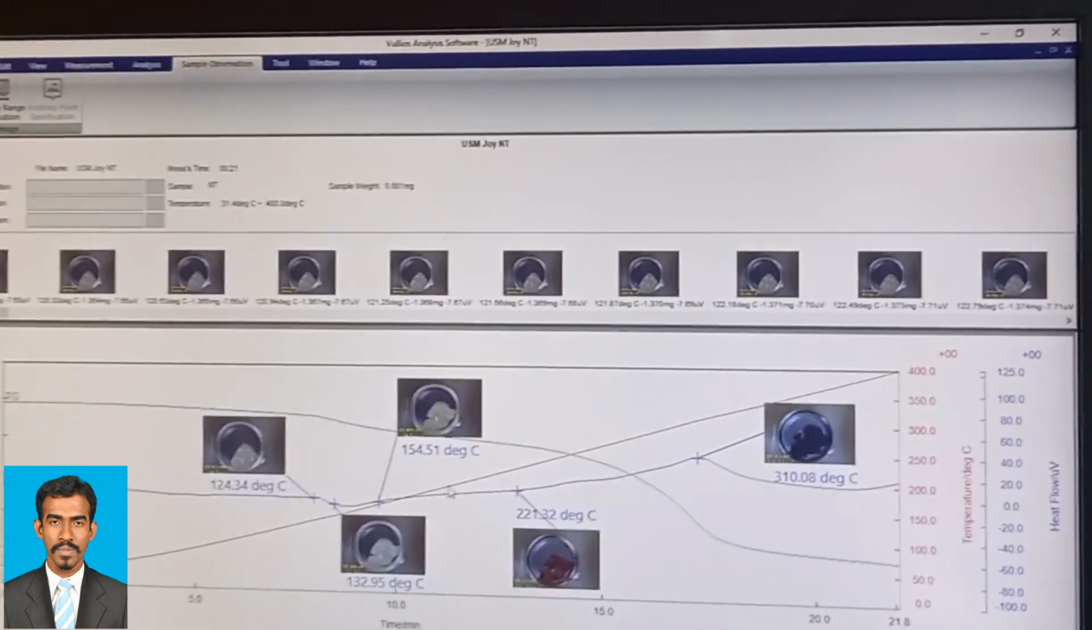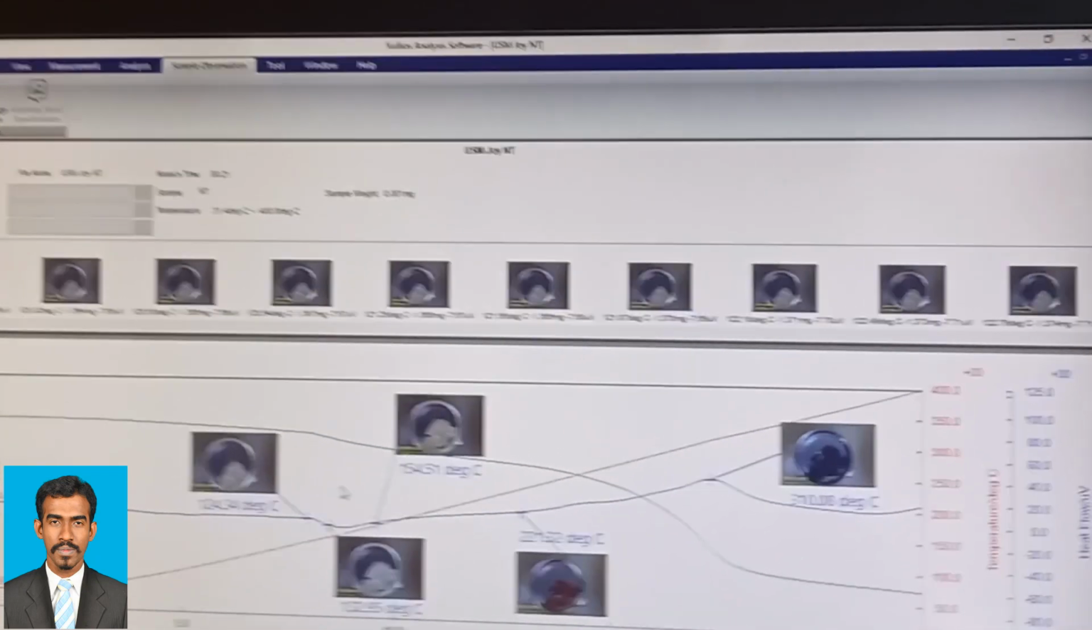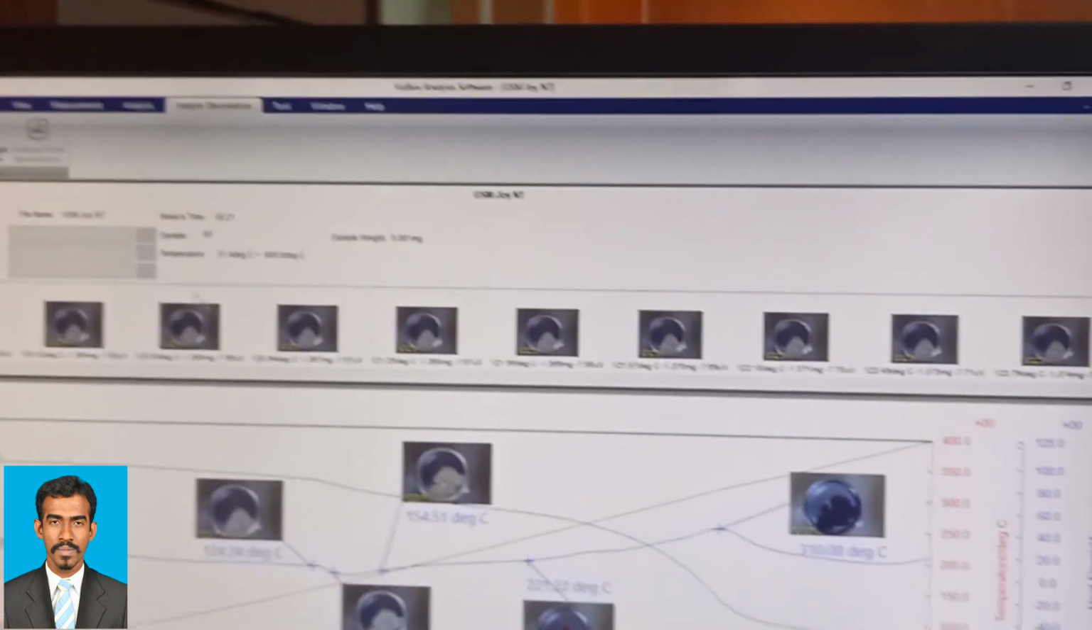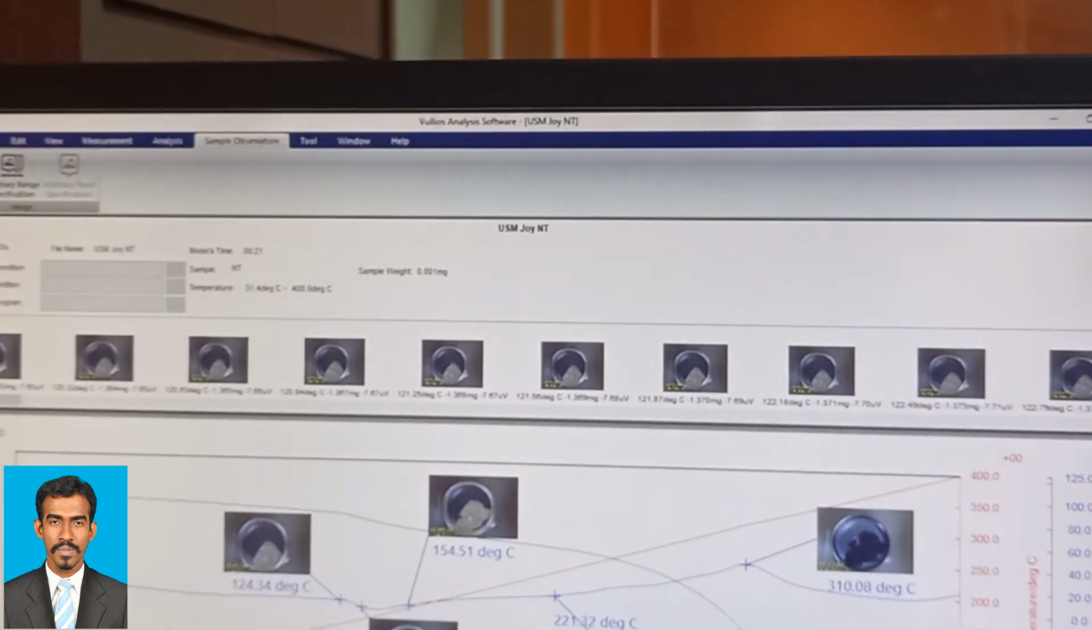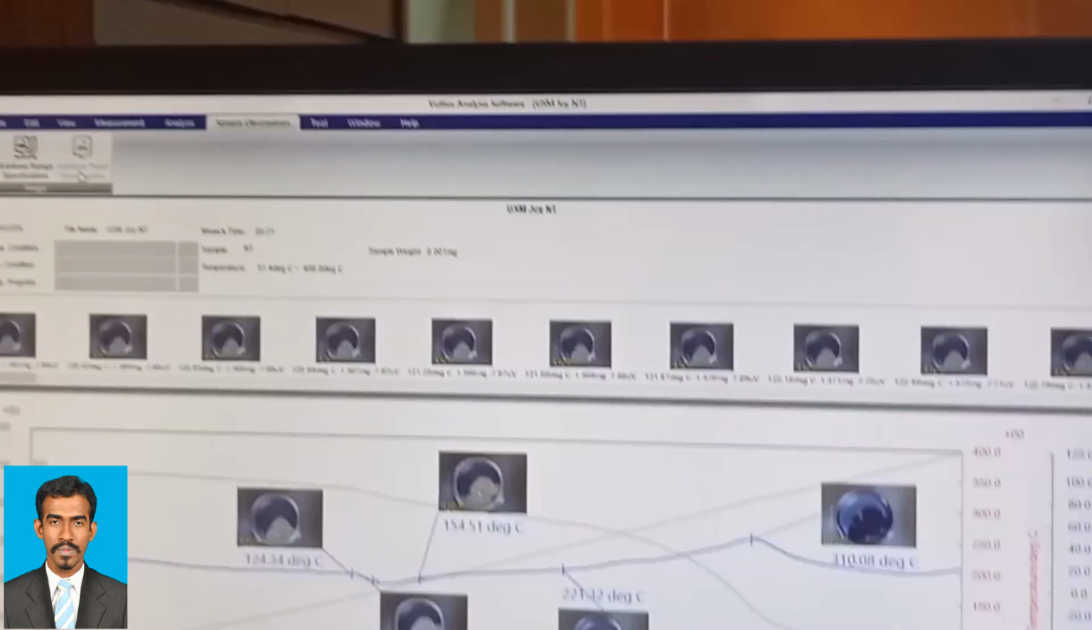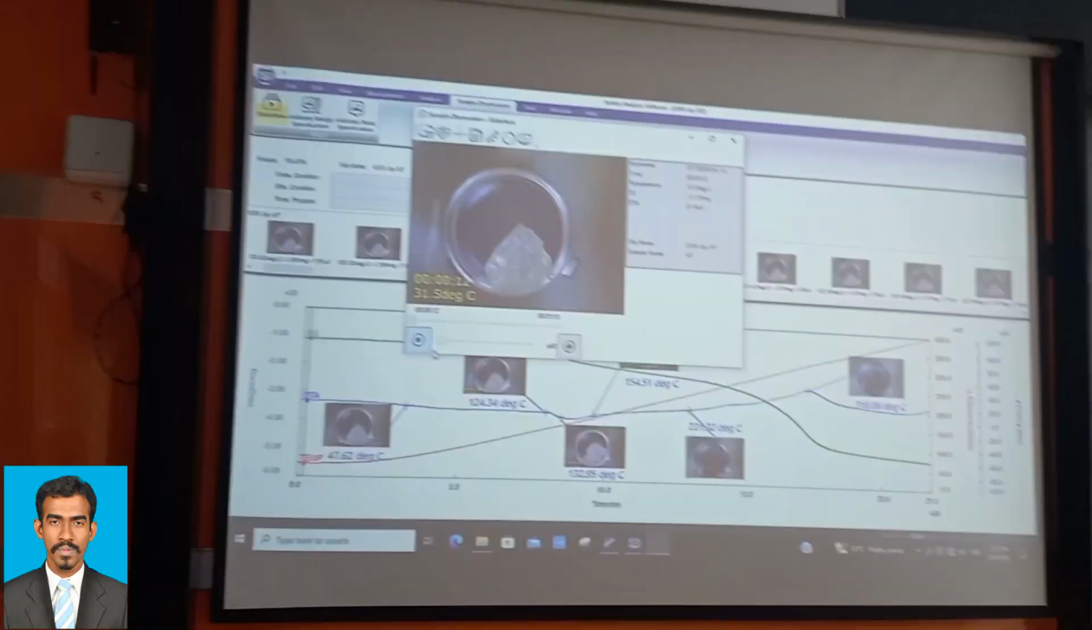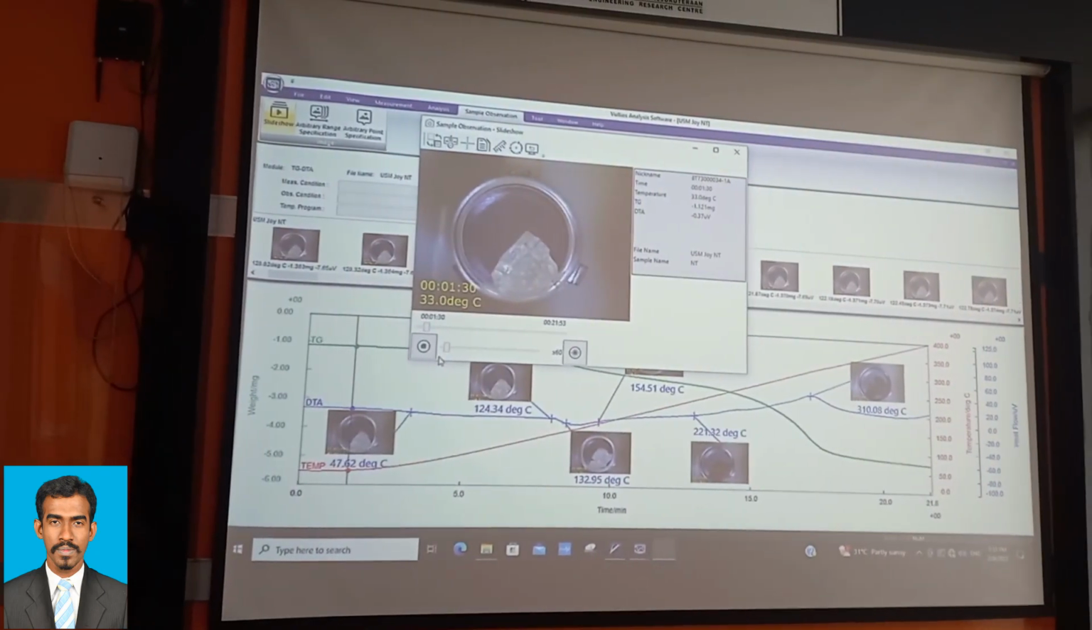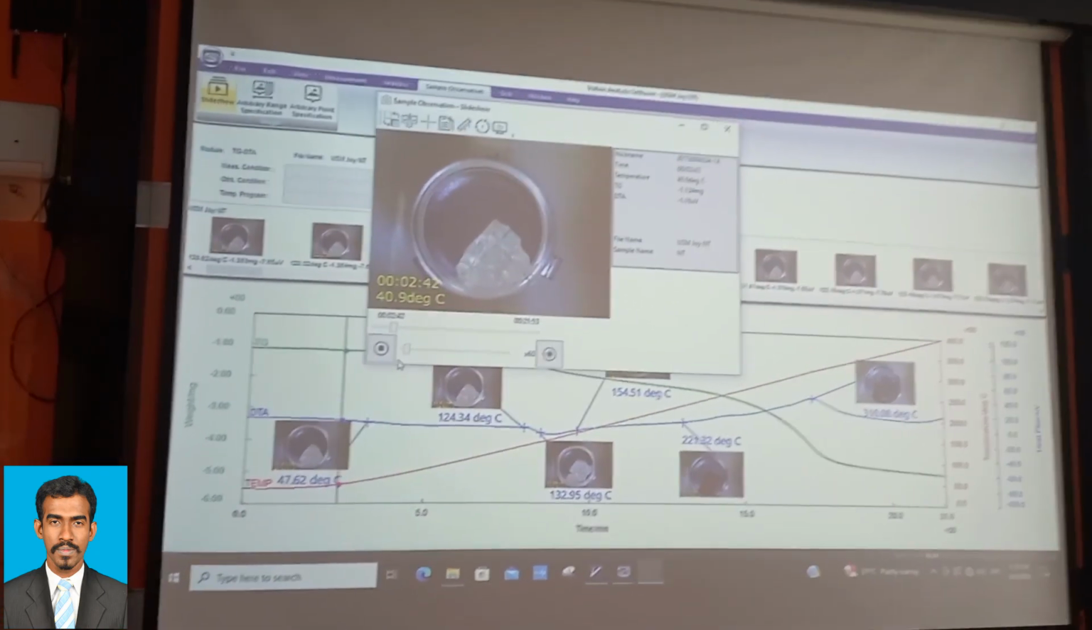When interpreting TG-DTA data, it's essential to correlate the information from both curves. For example, weight loss in the TG curve may coincide with an endothermic peak in the DTA curve, suggesting that a phase transition or desorption event is occurring.